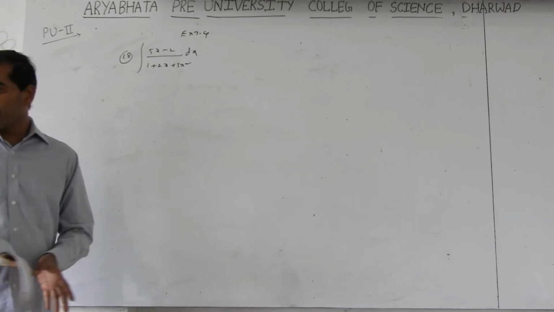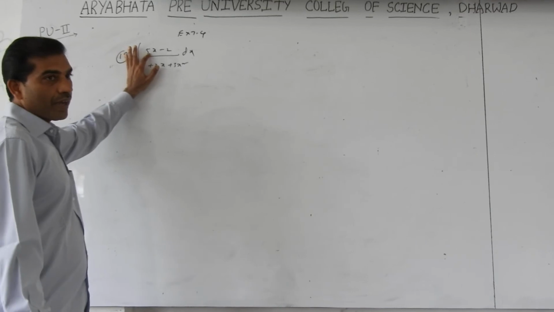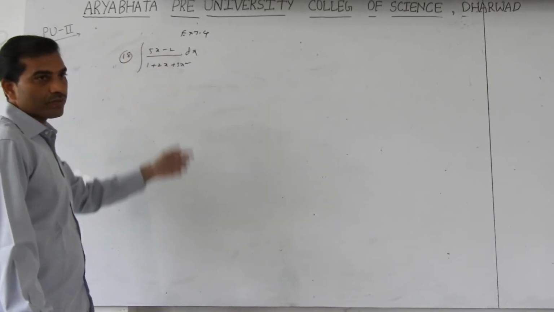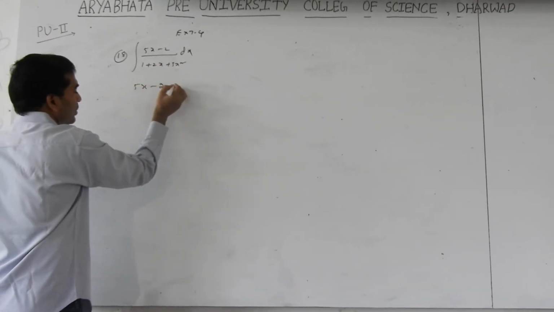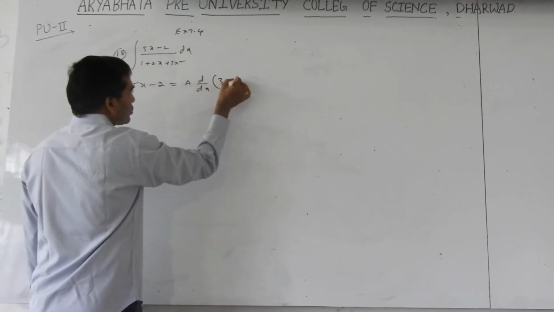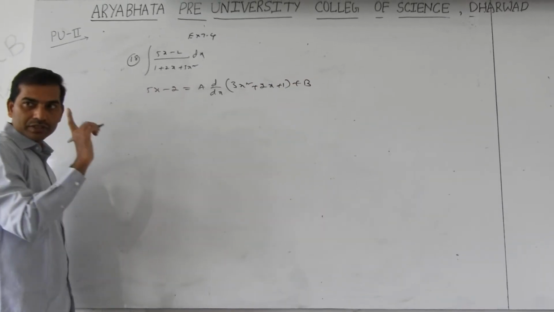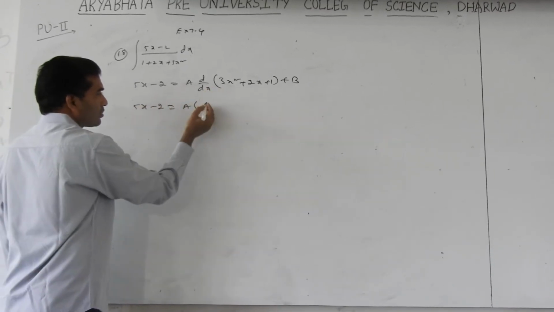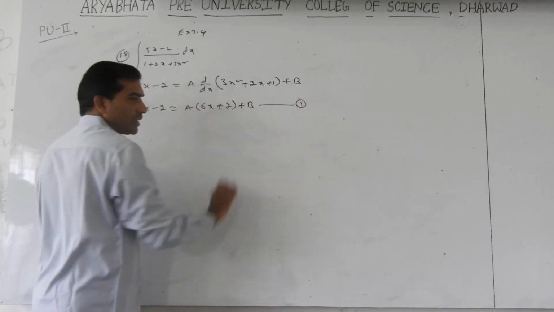Does it contain the third method? It is of the form px plus q, where p is 5, q is minus 2, a is 3, b is 2, plus 2. So the numerator 5x minus 2 equals a into d by dx of the denominator 3x square plus 2x plus 1, plus b. This is the first step. 5x minus 2 equals a into the differentiation of 3x square plus 2x plus 1, that is 6x plus 2, plus b. This is equation 1.